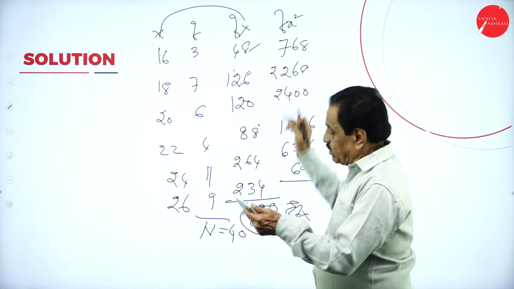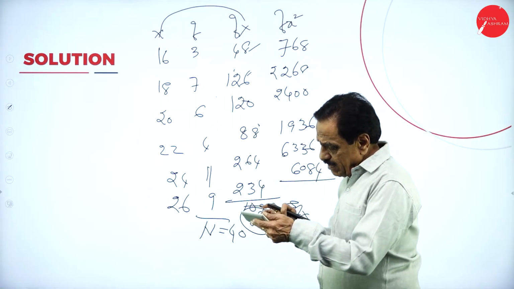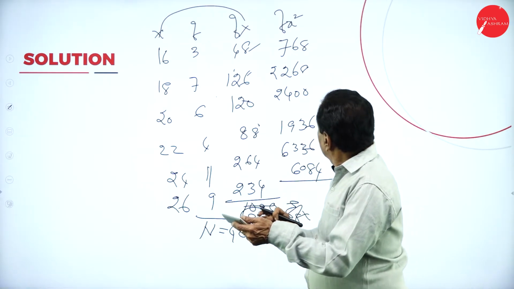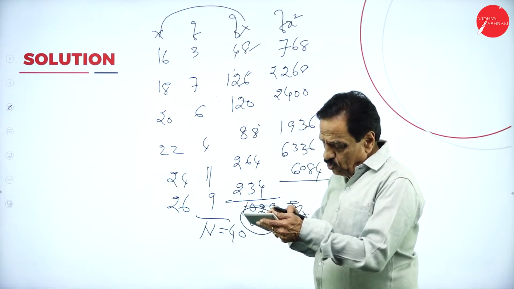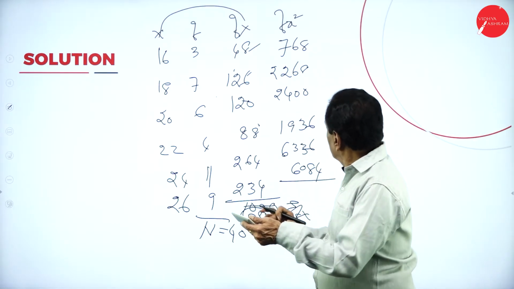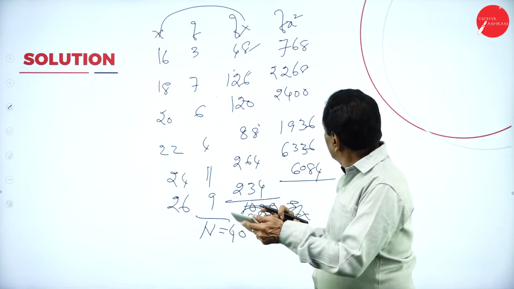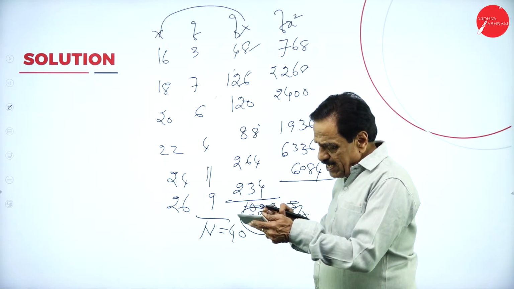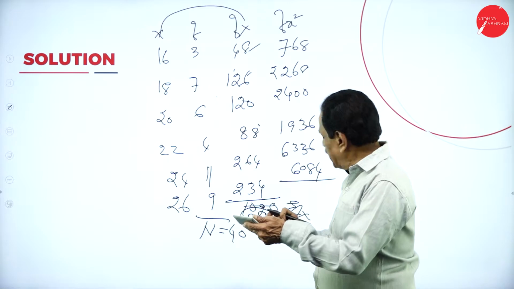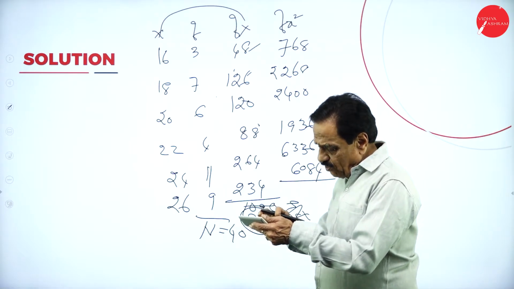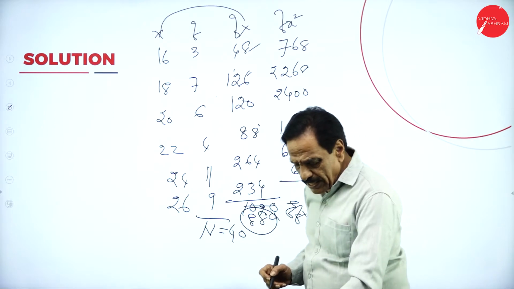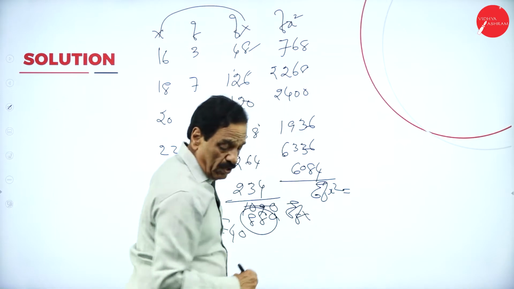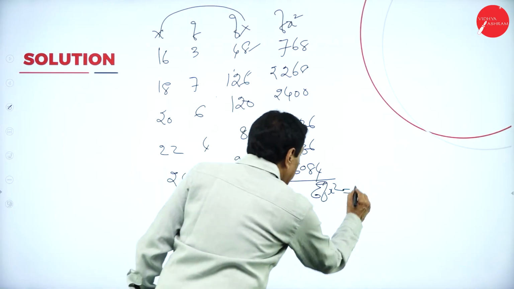We'll repeat. First one, 768 plus 2268 plus 2400 plus 1936 plus 6336 plus 6084 is equal to 19,792. Sigma fx square is equal to 19,792.